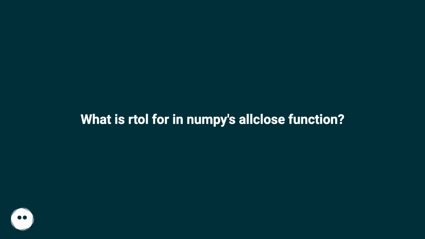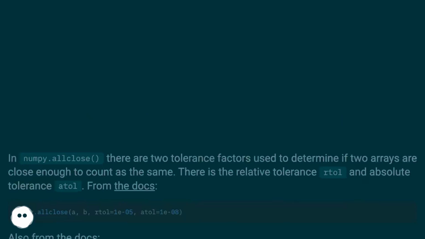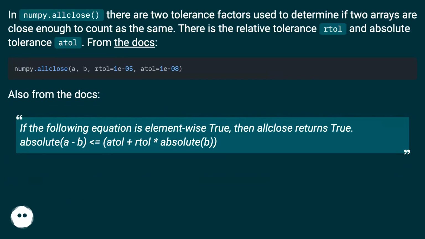What is rtol for in NumPy's allclose function? In numpy.allclose, there are two tolerance factors used to determine if two arrays are close enough to count as the same. There is the relative tolerance rtol and absolute tolerance atol. From the docs.